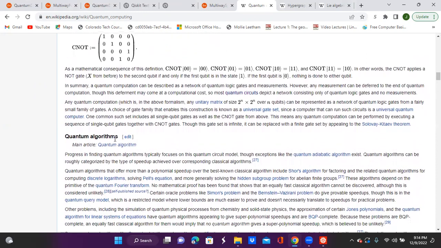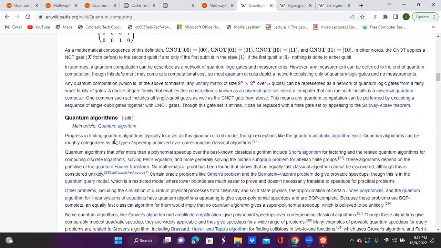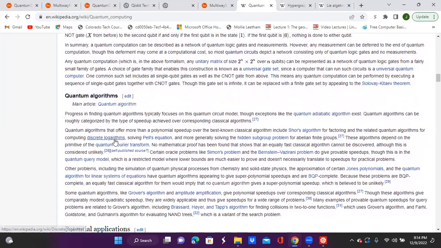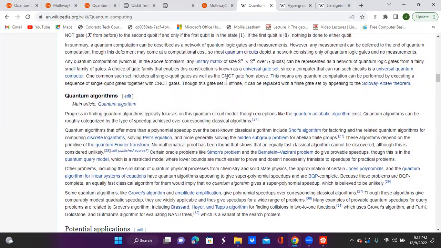As a mathematical consequence of this definition, C0, in other words, applies a NOT gate X from before to the second qubit if and only if the first qubit is in the state 1. If the first qubit is 0, nothing is done to either. In summary, a quantum computation can be described as a network of quantum logic gates and measurements.